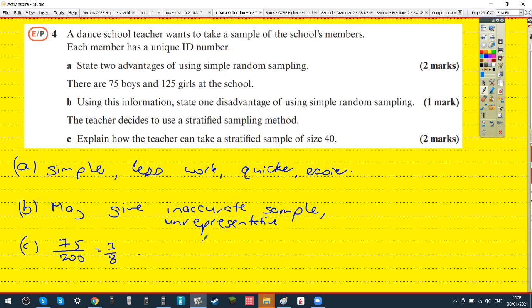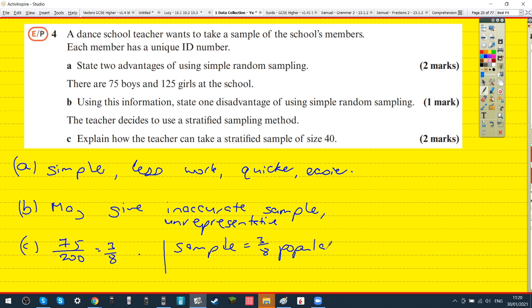So do you need to minus 40 from 200? No. How many boys? How many girls? 75 and 125. Okay, so that adds up to 200. We need our sample to add up to 40, but still be in that proportion. So our sample is 3/8 of the population.